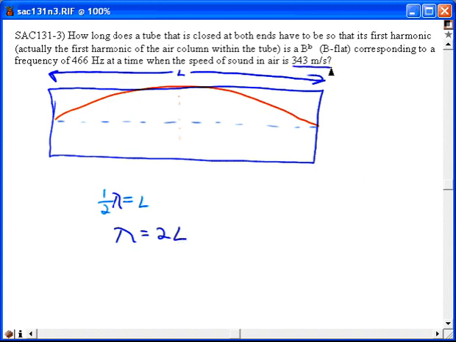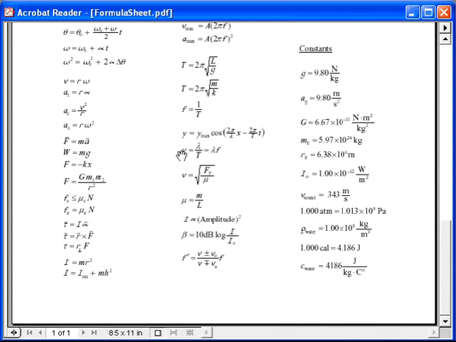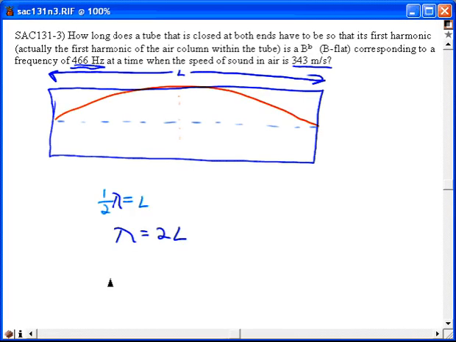Now we get some information on the speed of sound in the air inside that tube and the frequency. We know that the speed of sound can be expressed in terms of the wavelength and the frequency. Let's take a look at the formula sheet to get that relationship. The speed of sound is equal to the wavelength times the frequency. So we'll write that down: v, the speed of the wave, which is the speed of sound in this case, is the wavelength times the frequency. Our expression for the wavelength, 2L, can be plugged in there.